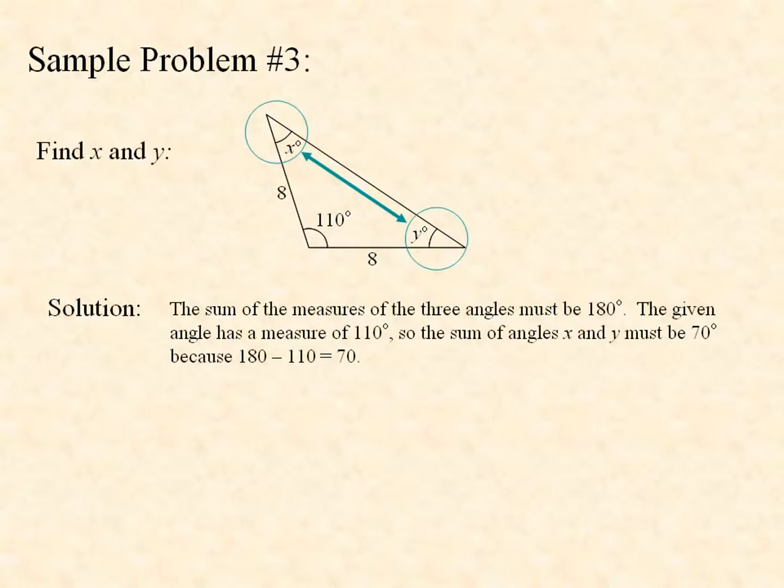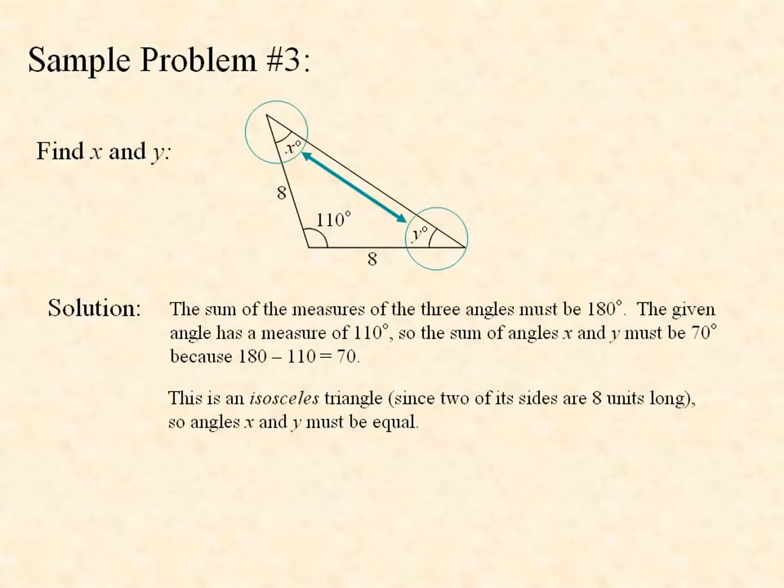Since the sum of the measures of the angles add up to 180, x and y have to add up to 70. Therefore, x and y are both 35.